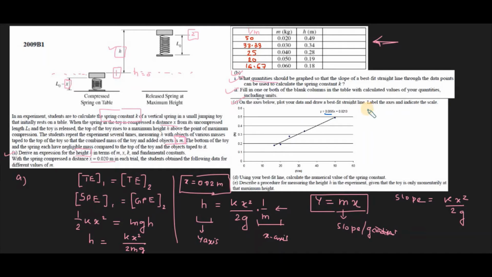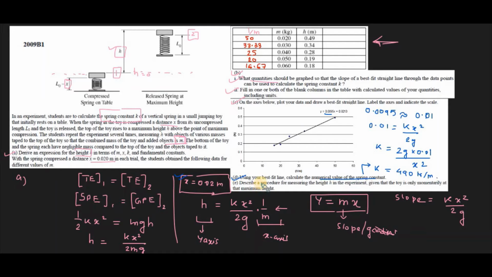The slope we are getting is 0.0095, that is nearly equal to 0.01, we can consider. Now this 0.01 is equal to the slope, that is kx² by 2g. So from there we can determine the value of k, that is twice g times 0.01 upon x², and the x is given in the statement, that is 0.02. If you substitute all this, then you will be getting k equal to 490 Newton per meter. So using this best fit line, we calculated the numerical value of the spring constant.